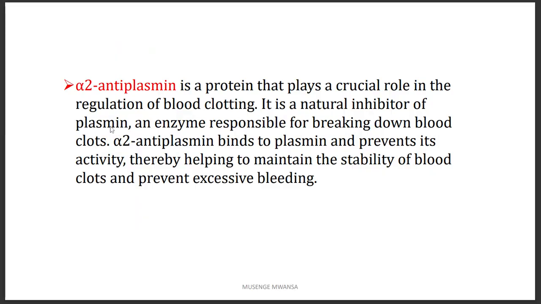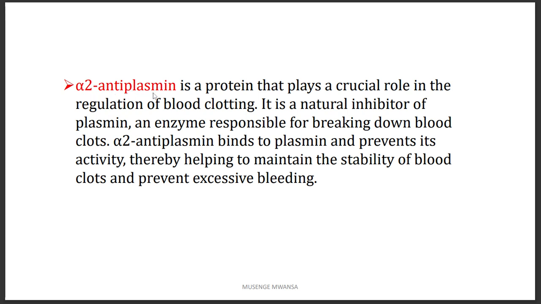And then we also mentioned the alpha 2 antiplasmin. Now, this is a protein that is going to play a crucial role in regulation of blood clotting. How? It is a natural inhibitor of plasmin. Now, plasmin is an enzyme that is responsible for breaking down blood clots. Think about it. The fibrinogen was converted to fibrin and you formed a mesh. So what plasmin does is that it will come and break down that mesh which was formed, meaning that blood will continue flowing like that. So this is the function of alpha 2 antiplasmin.